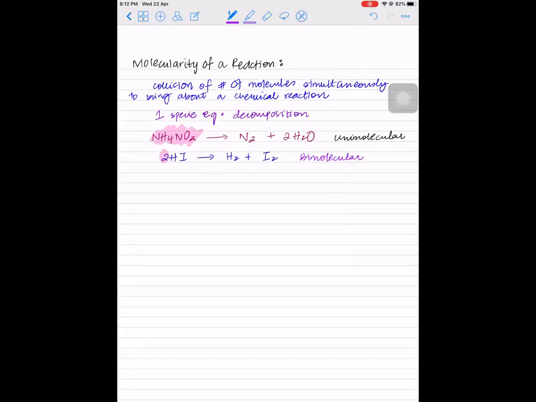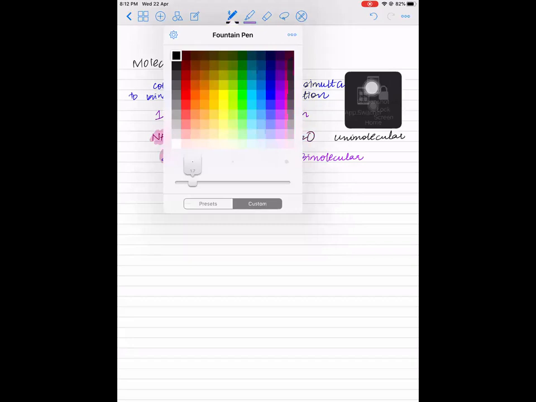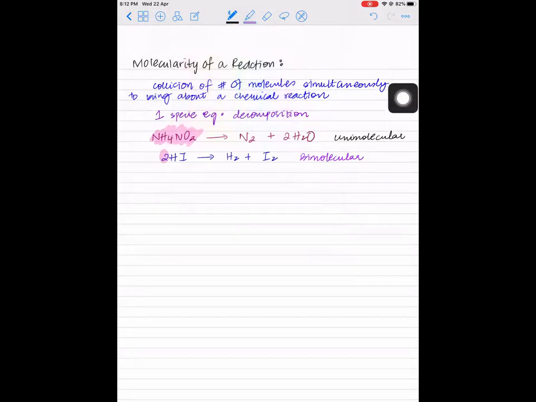We're not talking about the order here. We're just talking about the molecularity of a reaction, which depends on how many reactant particles or species or molecules we have in a reaction. You can have a trimolecular reaction, for example, 2NO plus O2 giving 2NO2. You have 2 moles of NO and 1 mole of O2. That makes it a trimolecular reaction.